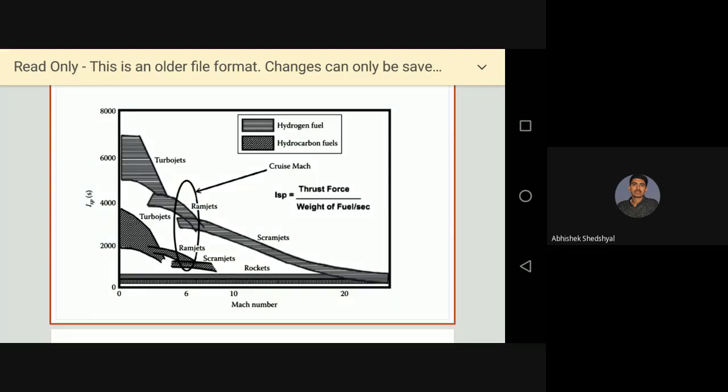So comparatively, we are going for the more efficient engines, with more specific impulse, or we need more thrust for a small amount of fuel burnt. So for that, we are going for the turbojets in the maximum applications.